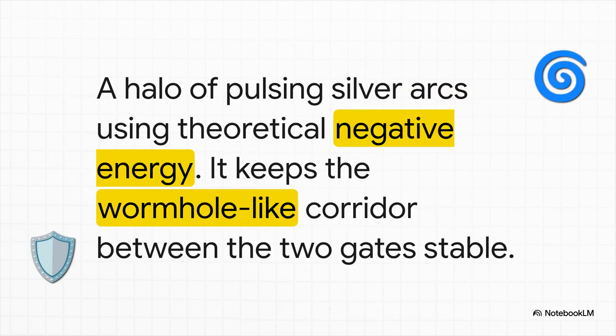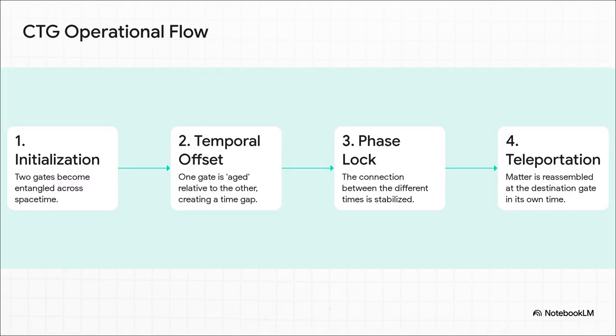And finally, you need the space-time phase stabilizer. Look, if the connection between two different points in time is like a fragile soap bubble, the SPS is what keeps it from popping. It would have to use something purely theoretical called negative energy to literally prop open this corridor through spacetime, making sure that the link between the past and future stays stable long enough to actually send something through.